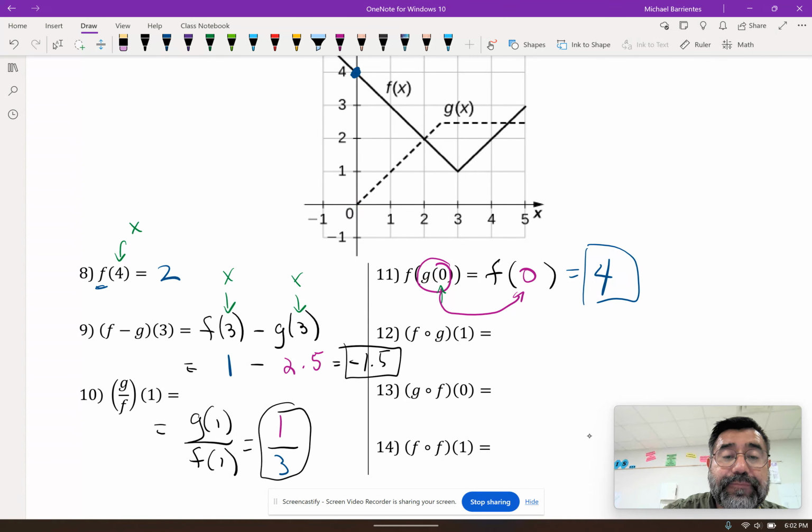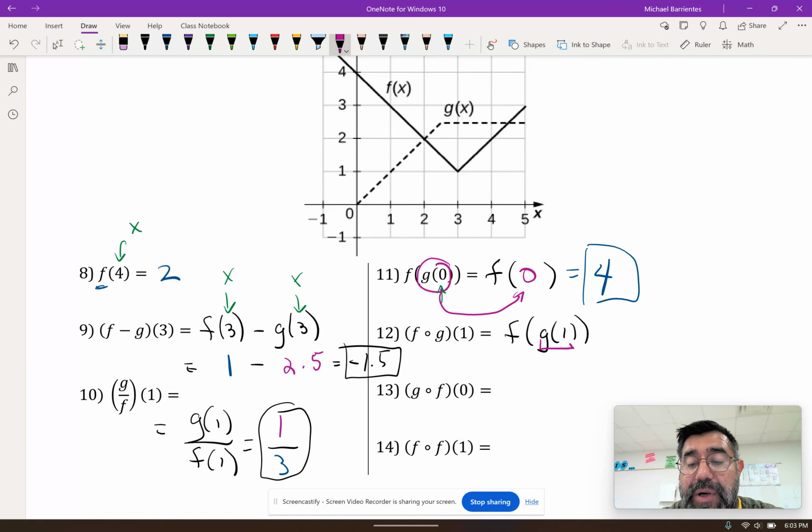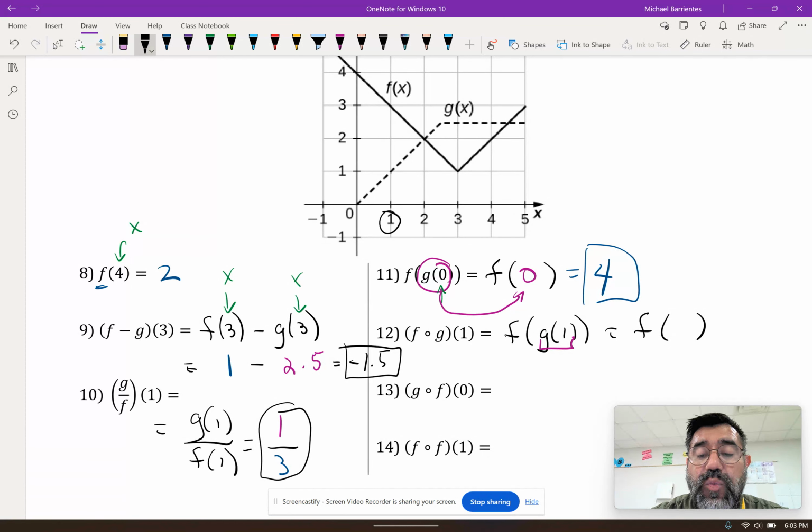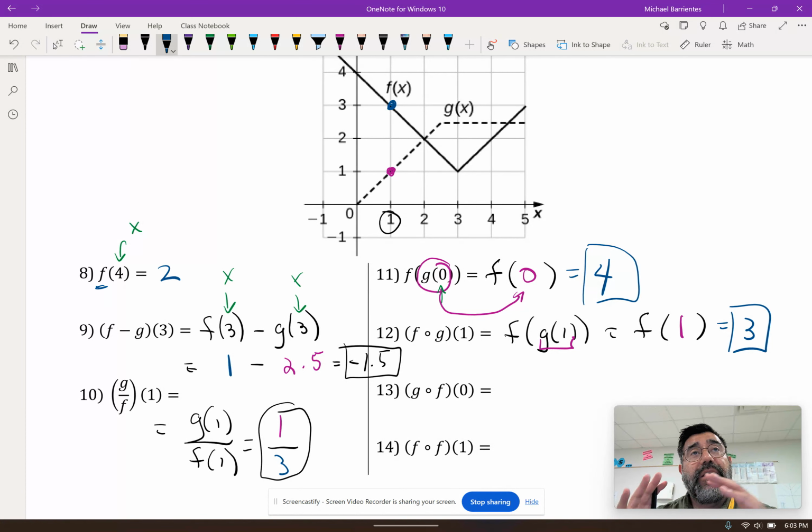Let's try another one here. Number 12. Remember, if you see this little open circle, rewrite it as f of g of 1. That way you can see, oh, I need to do the inside part first, and then that's going to give me an answer that I'm going to substitute into the second function on the outside. So g of 1. If my x value is 1, my g value is this y-coordinate, and that would be 1. But now I'm going to use that 1 as my input, and I'm going to put it into my f function. And if I do that, that's going to be this value, and that equals 3. Composition is just about taking two functions, an inner function and an outer function, evaluating the inner function to get an answer, and then using that answer in the outer function.